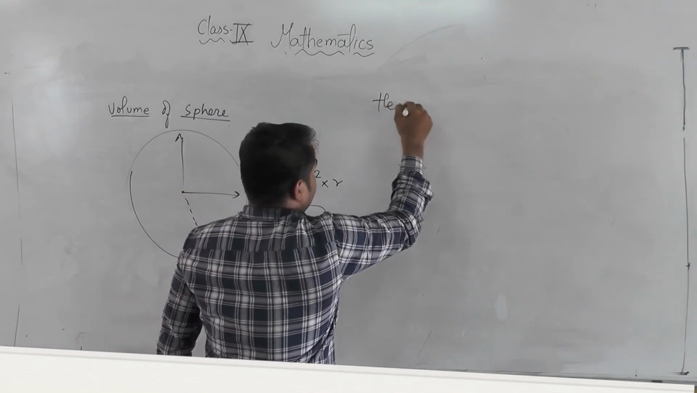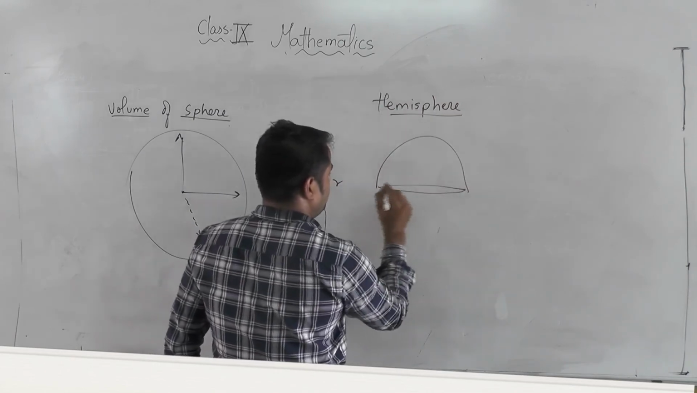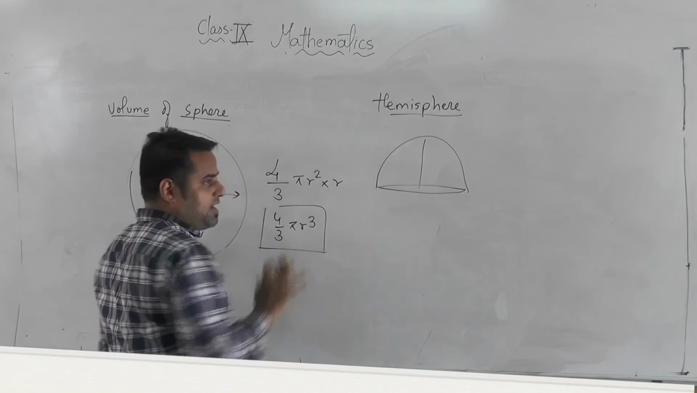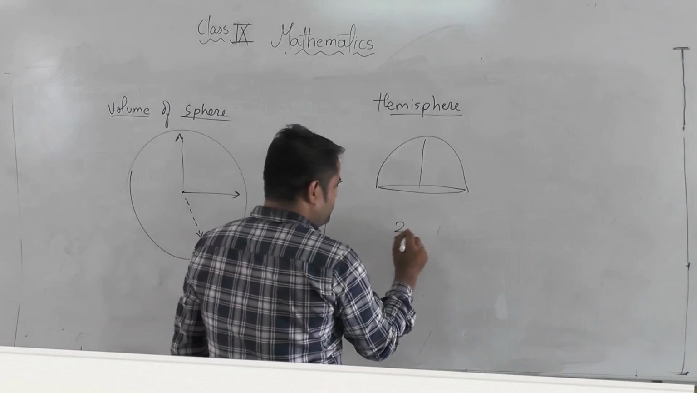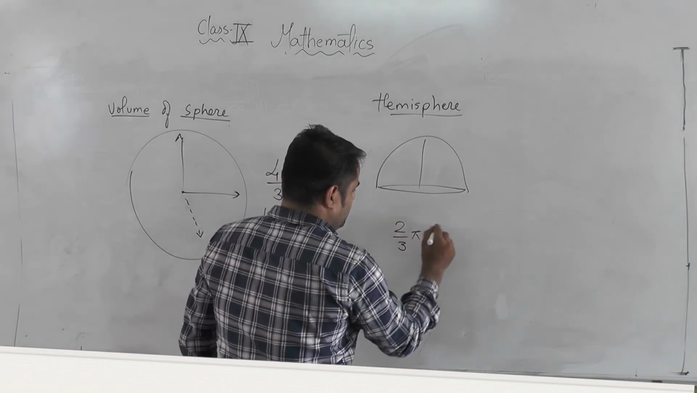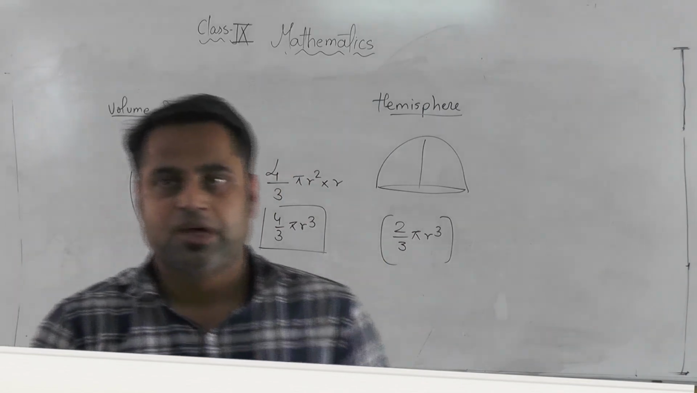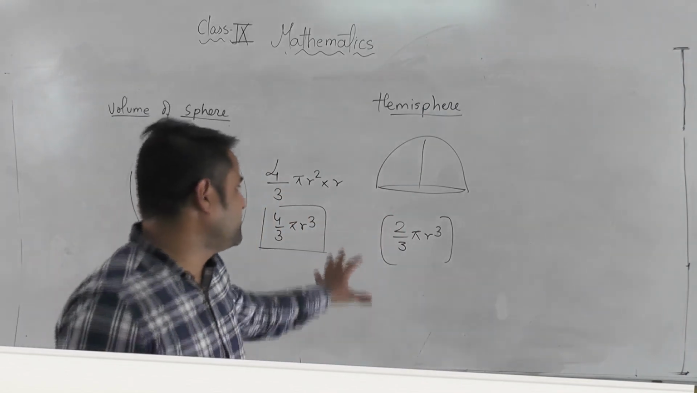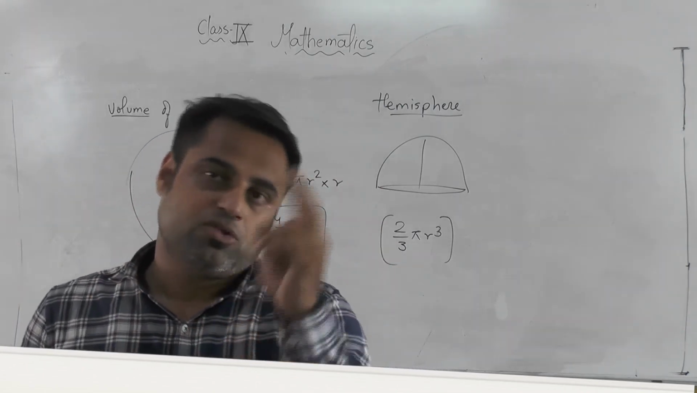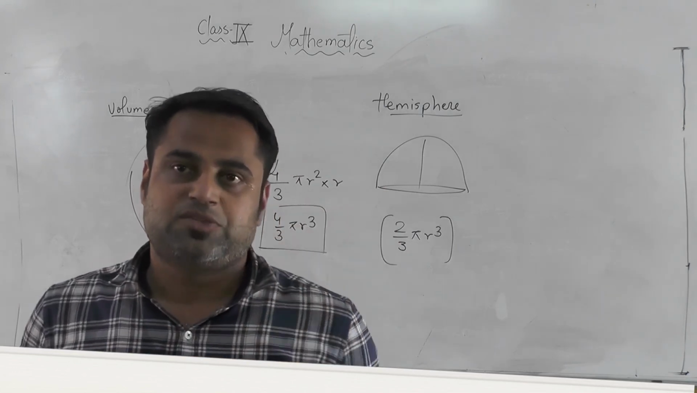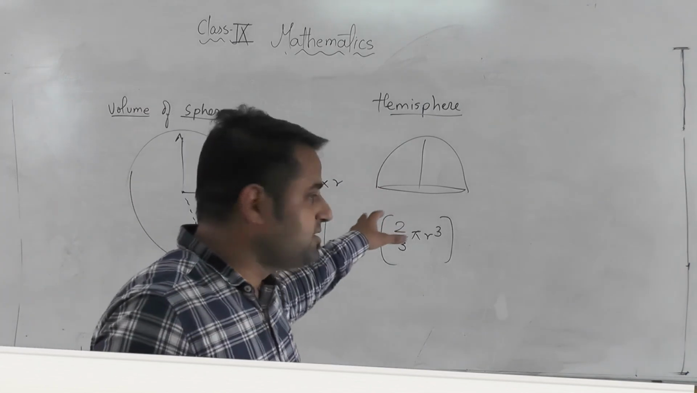And in a hemisphere, as you can see, it is exactly half of the space occupied by a sphere. So it is 2 by 3 pi r cube. Always remember, since these are three dimensional objects, centimeter cube or cube power will come. Like in pi r square h for a cylinder, r square h, both are dimensions, so square and one becomes thrice power. So it's always like that. So these are the formulas for volumes of sphere and hemisphere.